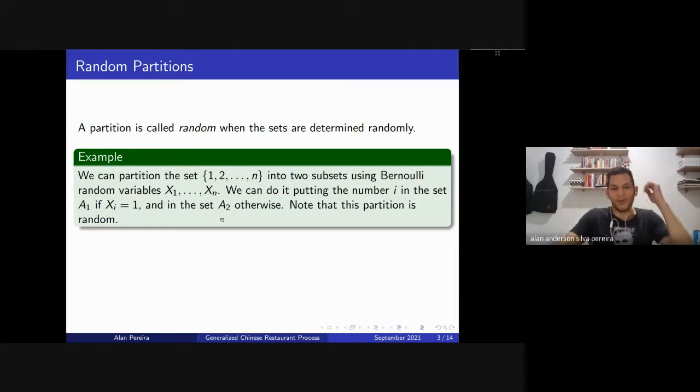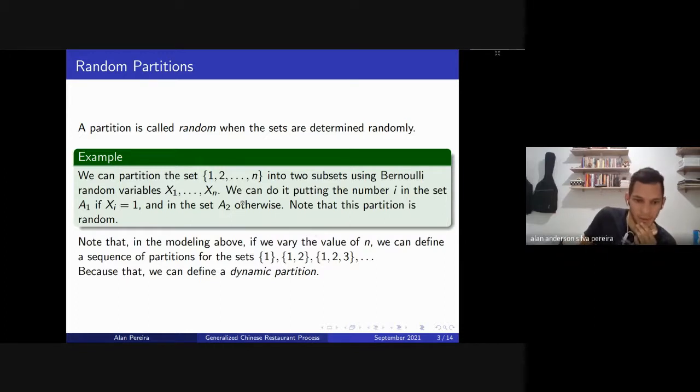In the future, we want to give a more abstract partition of this set, but the idea can be summarized here. If anyone wants to ask anything in the middle of the presentation, you are invited. So here we partitioned the set 1, 2 until n in two parts. Here n is fixed, but we can change n. We can take n equal to 1, 2, 3, and go on.